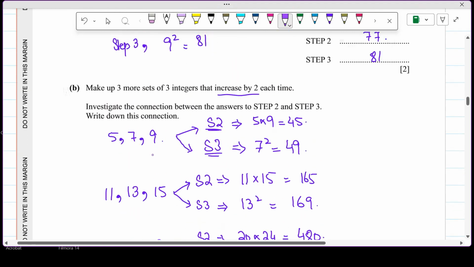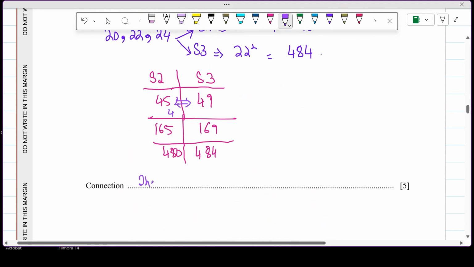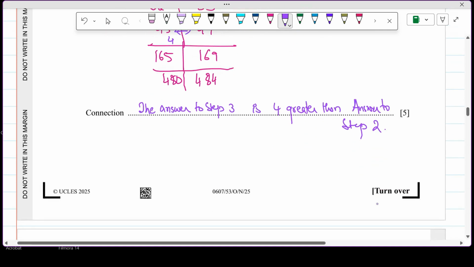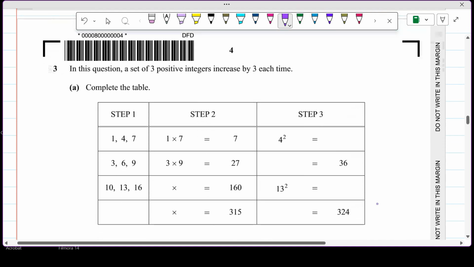We can say that the answer to step 3 is 4 greater than the answer to step 2. Okay. Now let's move to question number 3.